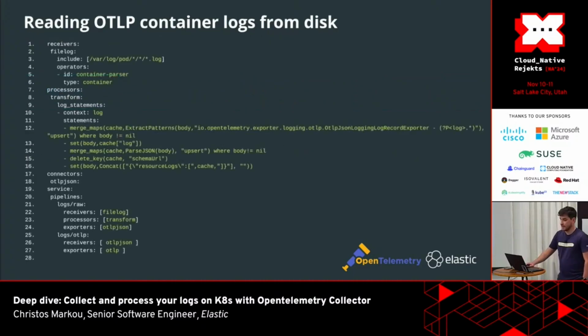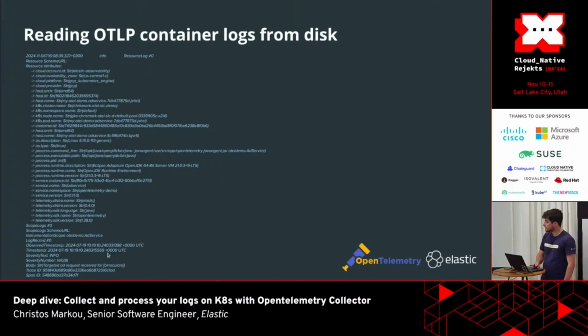And this is how the configuration looks in a simplified version. We have the file log receiver and the container parser. We have the transform processor. Then we have the OTLP JSON connector here. And in the end, the OTLP JSON connector can send the data to an OTLP exporter, for example, and we can send these records to an observability backend.